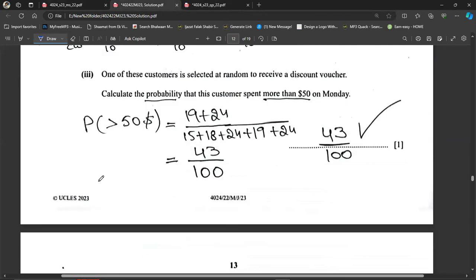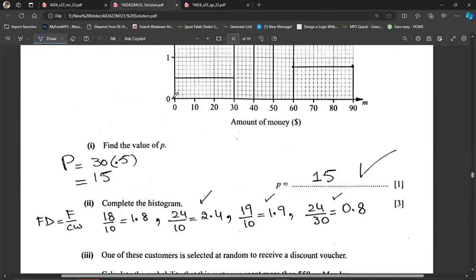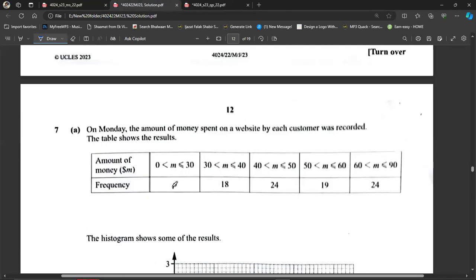So the people who spend more than $50 are 19 plus 24. And the total people in the whole survey are 15 plus 18 plus 24 plus 19 plus 24. So you will have 43 by 100. So 43 by 100 is the probability. So our answer is right. This is the solution, and we simply added them up.